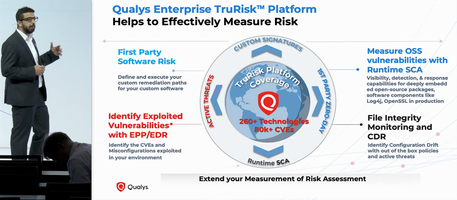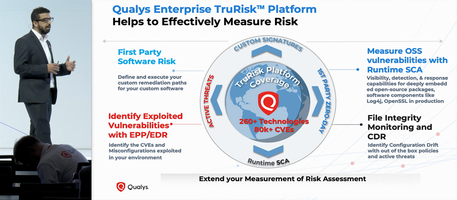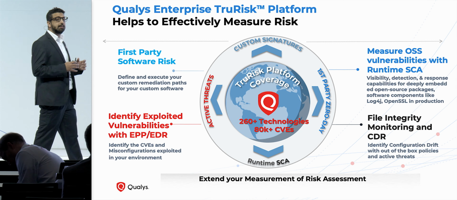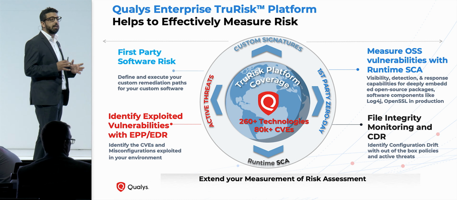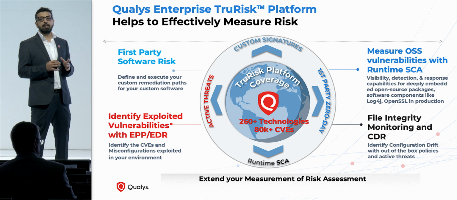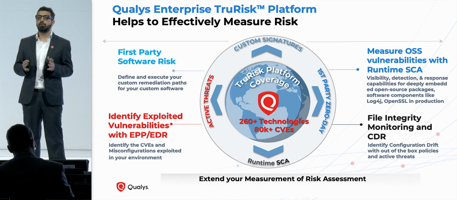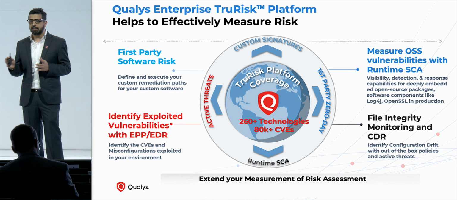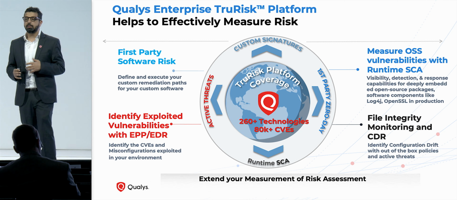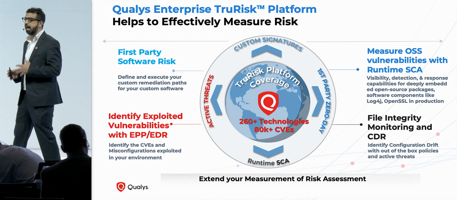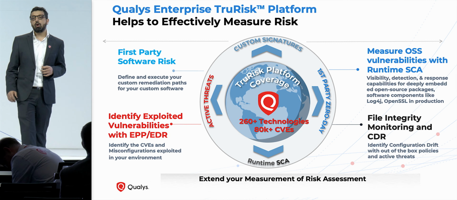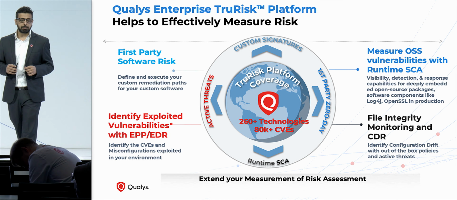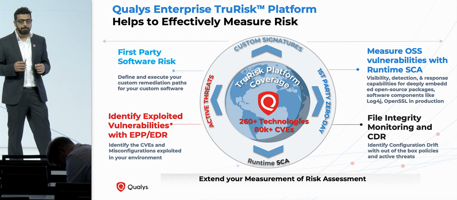all the components which are present on both first party and third party. And we have also released more than 16,000 QIDs which are natively related to OSS. So this gives you a complete picture of your vulnerabilities associated with operating systems, first-party softwares, third-party softwares, and OSS as well. On top of it, you can also identify exploitable vulnerabilities with our EDR and EPP solution.